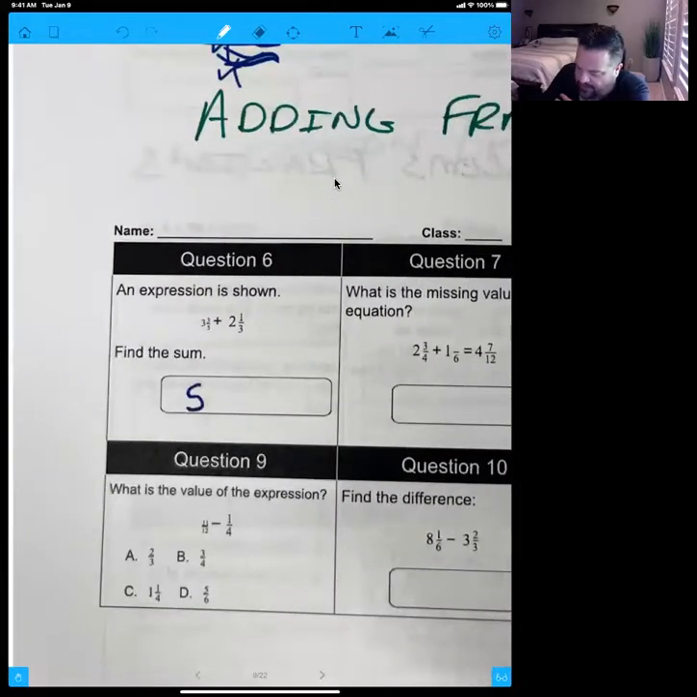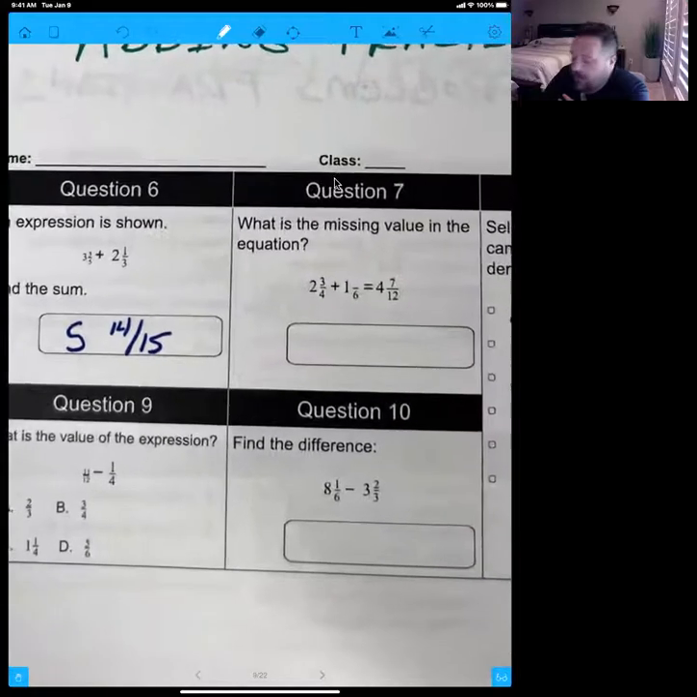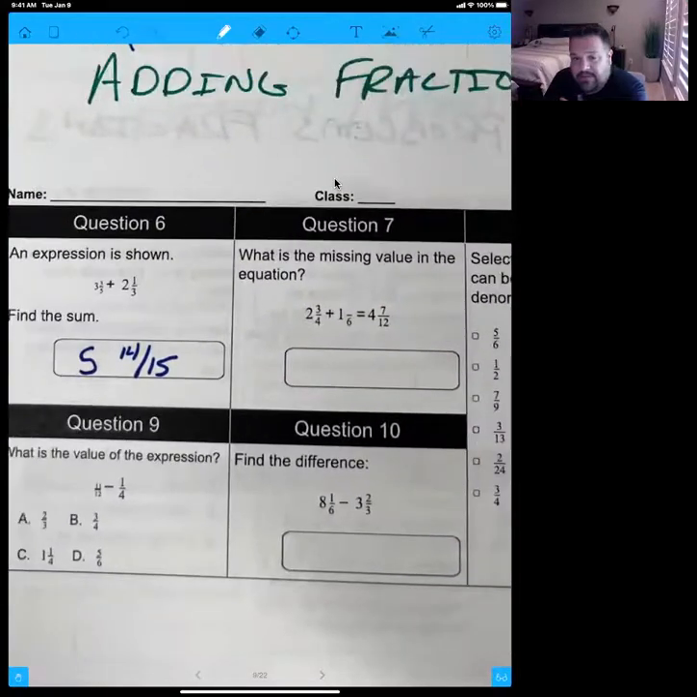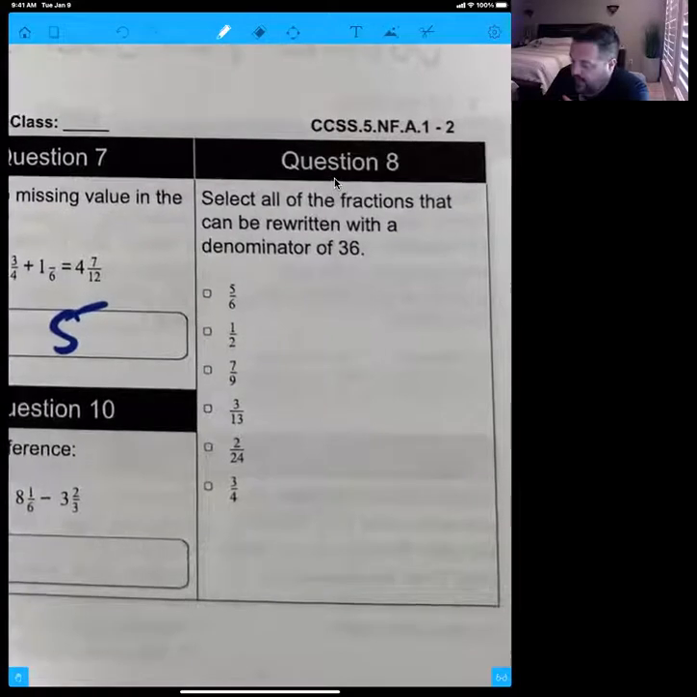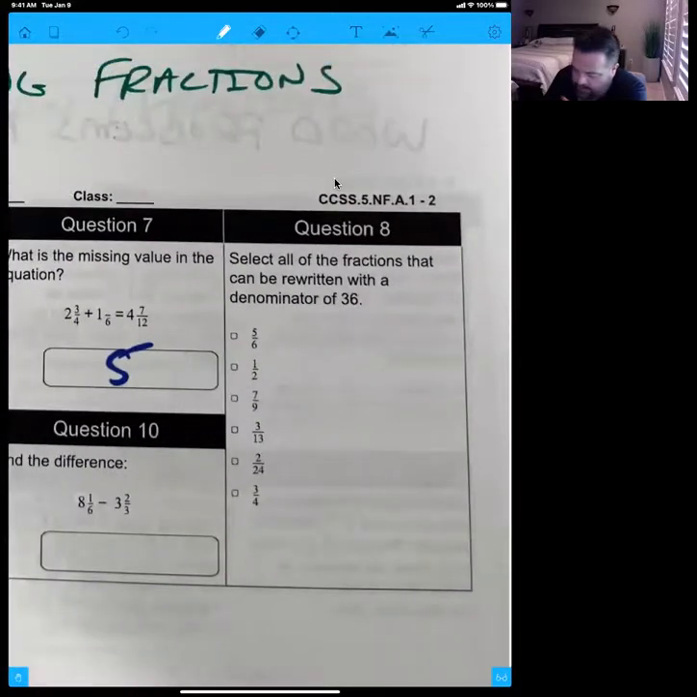You should have gotten 5 and 14/15. Common denominator, make sure you're getting it. Pause the video and do number 7. There should have been a 5 up there. Pause the video, do number 8. You should get this one, and this one. Remember, it's any denominator, the bottom number that goes into 36.